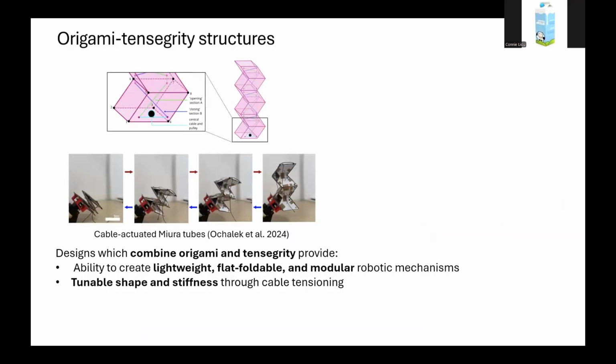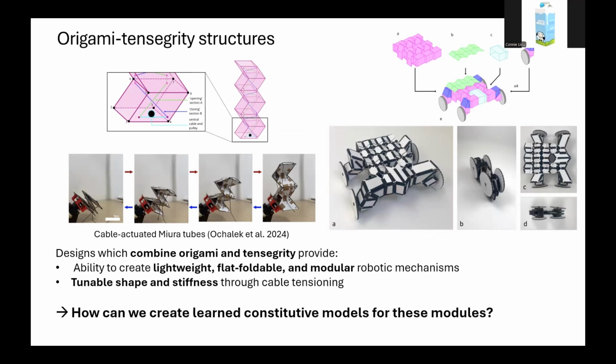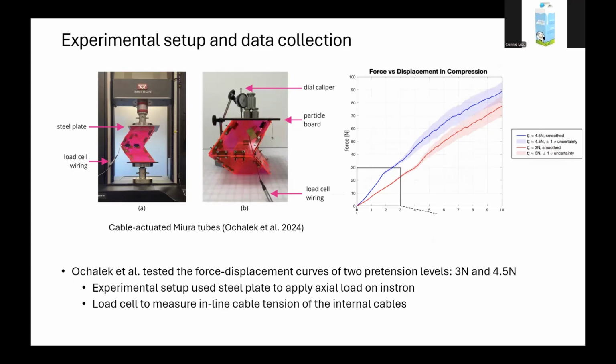These designs combine this origami and tensegrity structure, which allow us to tune the shape and the stiffness through the tensioning of the cables and also create these modular robotic mechanisms. So how can we create constitutive models for these modules? And also how does the model change with applied pretension?